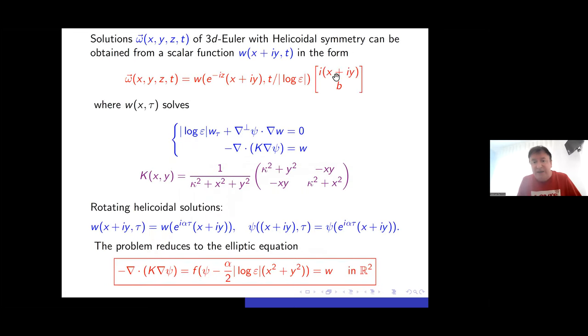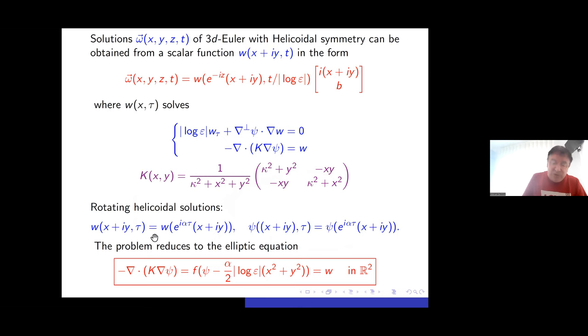If you consider this kind of clever change of variables to take into account the helicoidal symmetry inherited by the Euler system, the problem reduces to this type of transport with this funny matrix here.